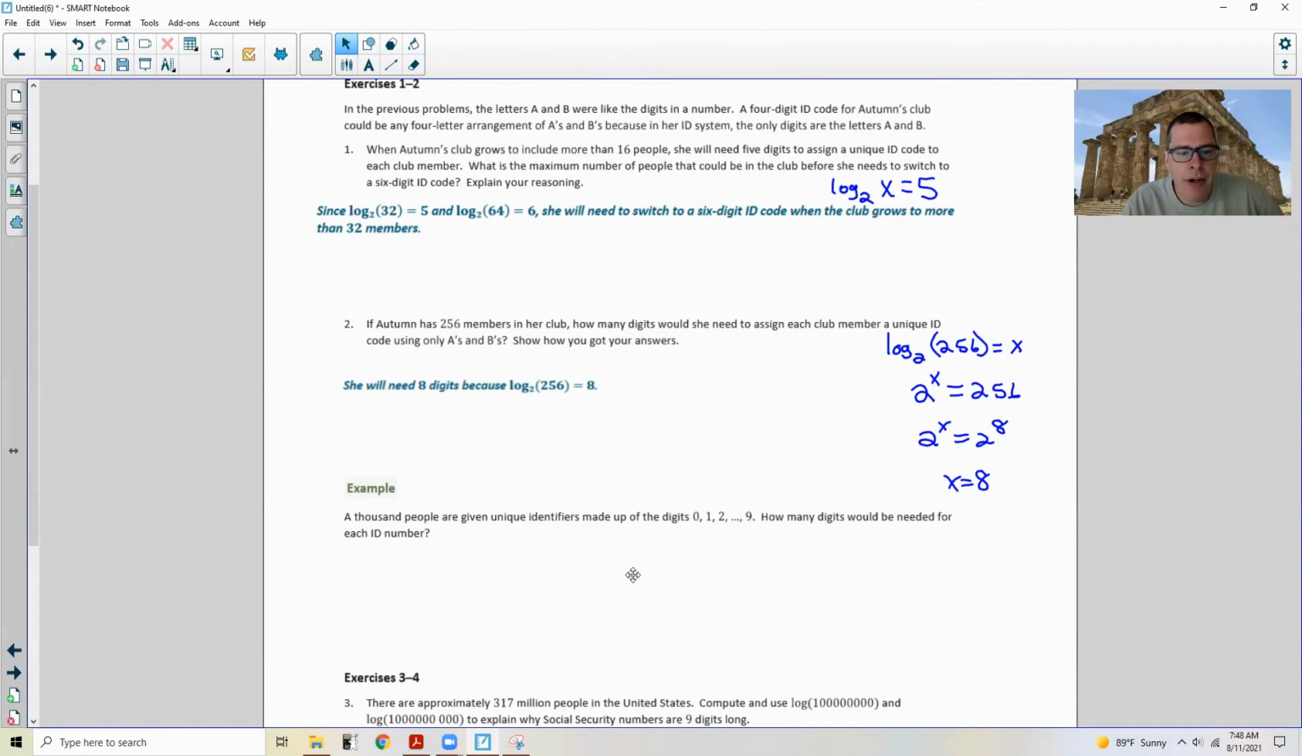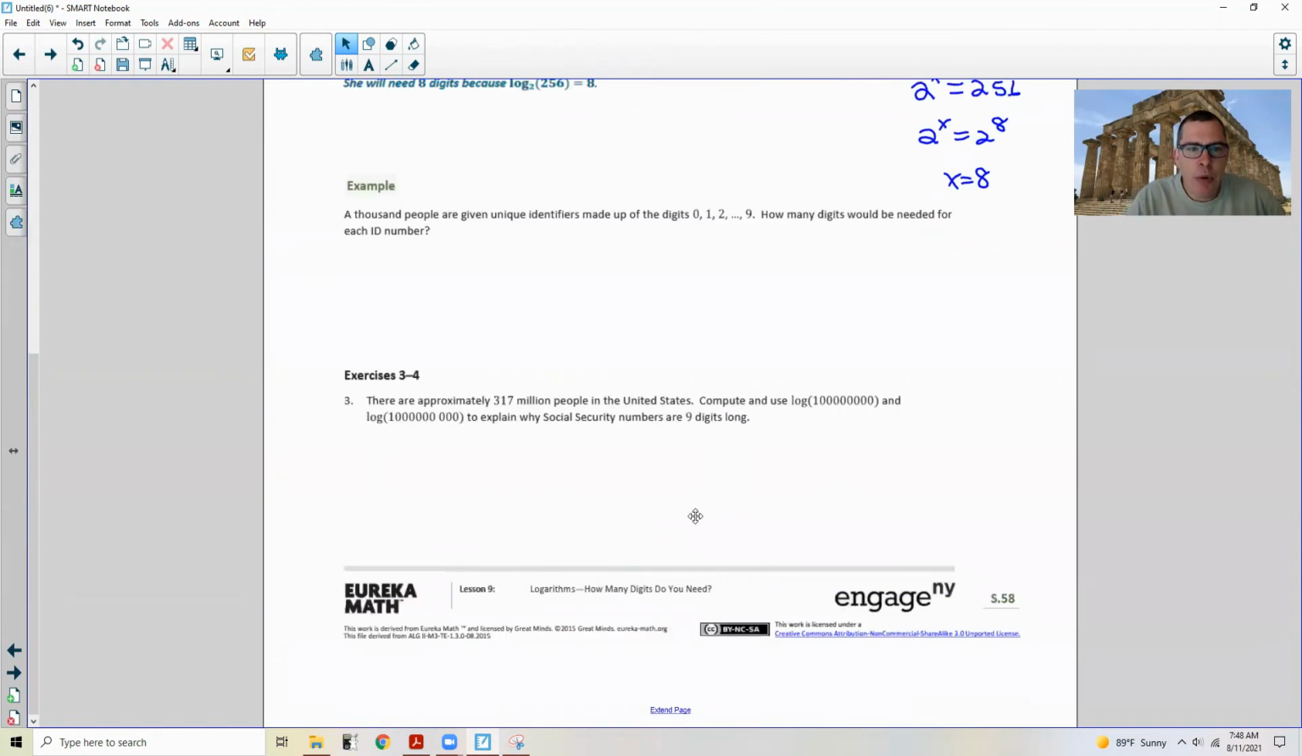All righty. Example. 1,000 people are given a unique identification made up of these digits 0 through 9. How many digits would be needed for each ID number? Okay, so we have 1,000 people. We're only using numbers 0 through 9.